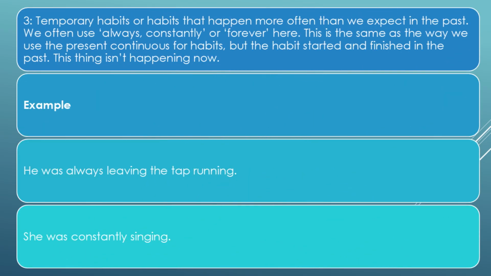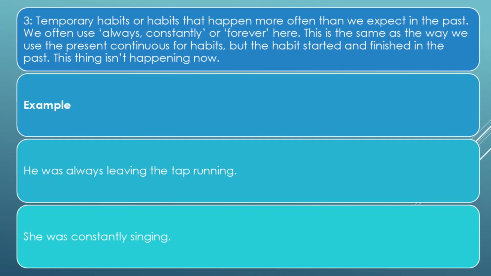It's also used for temporary habits or habits that happened more often than we expected in the past. We often use always, constantly, or forever here. This is the same as the way we use the present continuous for habits, but the habit started and finished in the past. This thing isn't happening now. Example: he was always leaving the tap running.